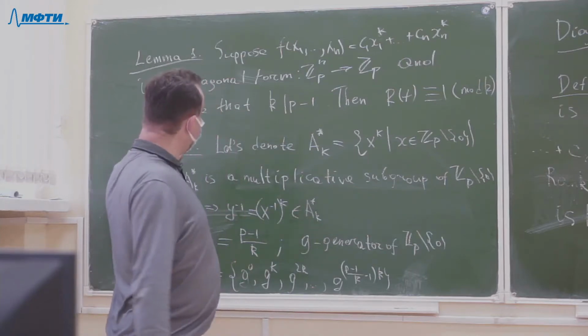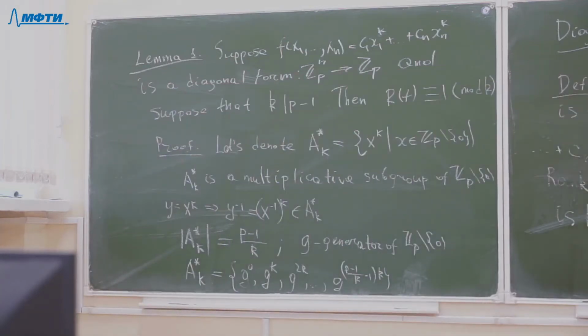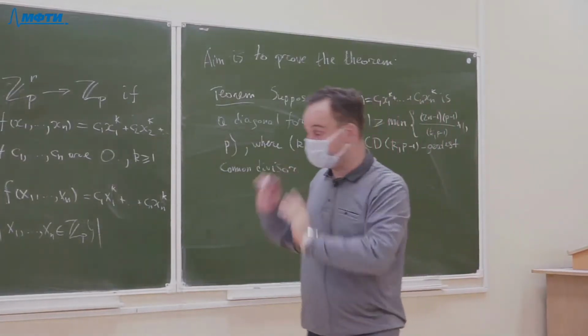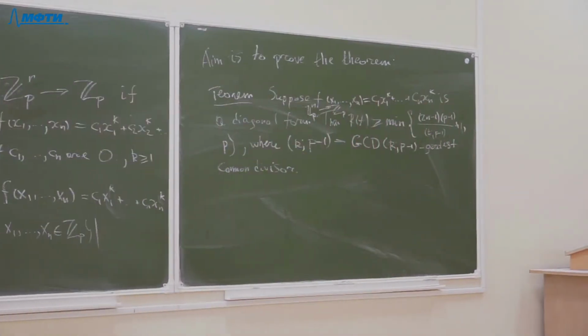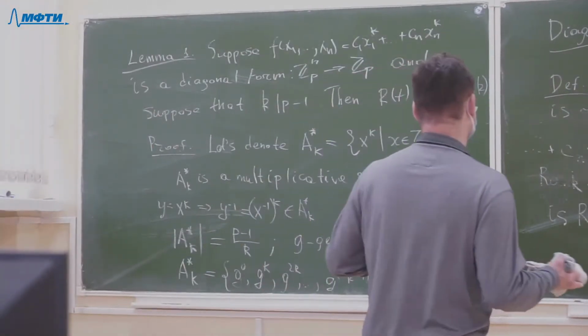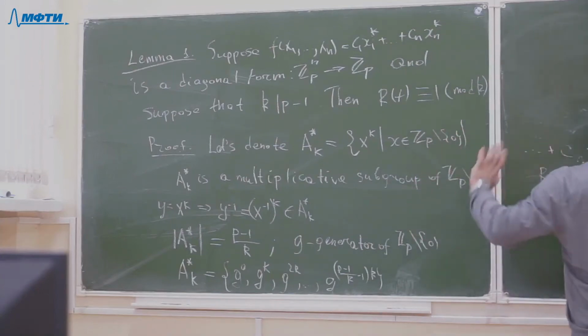If k is not a divisor of p minus 1, then the size of the subgroup is p minus 1 divided by this, but we will prove it a bit later. Well, let's continue.